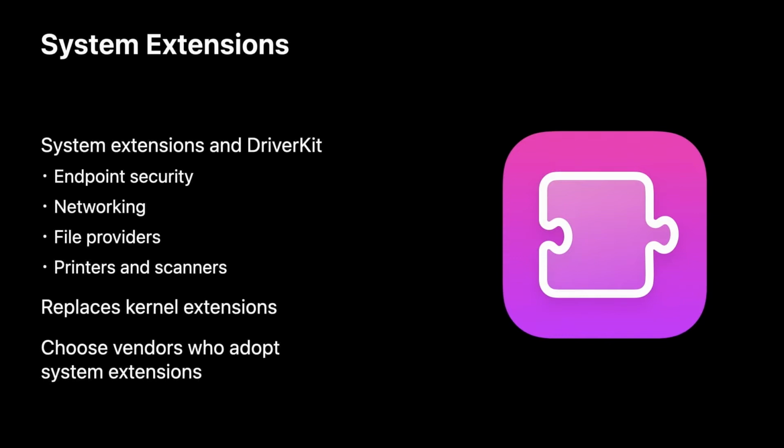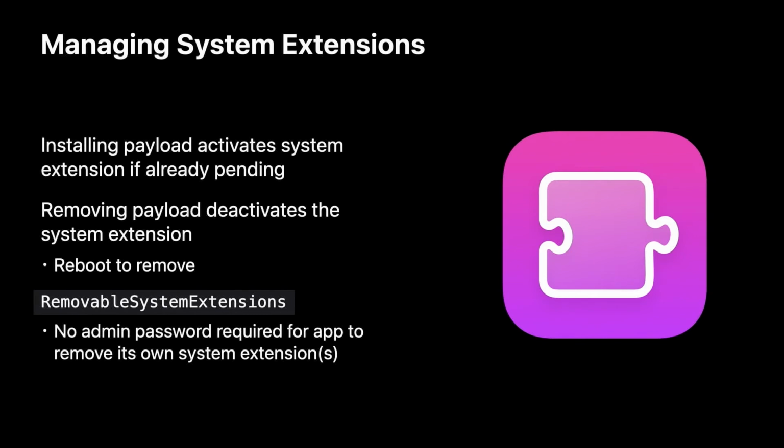By adopting system extensions, vendors can greatly reduce the possibility of kernel panics on Mac computers because they run in user space, reduce the attack surface, and are manageable using MDM. In macOS 11.3, installing the system extension payload changes the state of a system extension. For example, if a system extension is pending user approval, installing the payload will activate the extension. Conversely, removing the payload will deactivate the system extension.